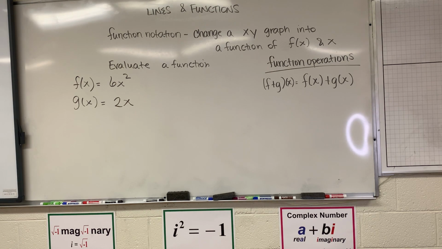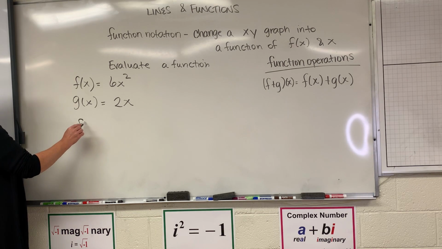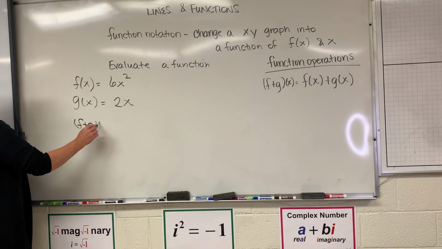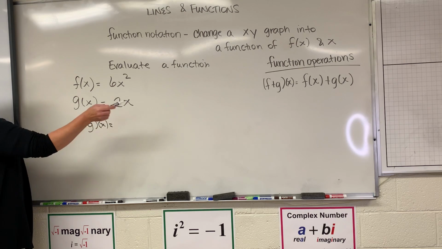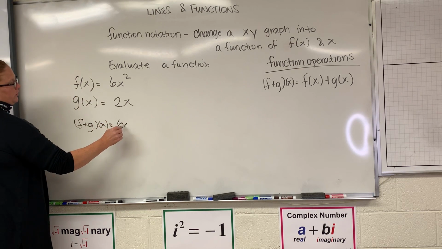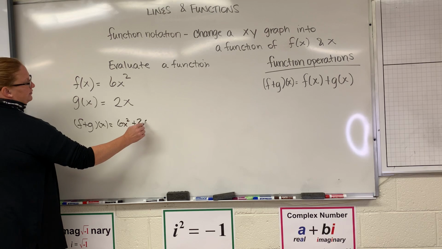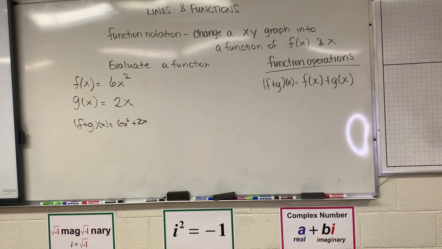All right, so I have f of x here and g of x. So when I do f plus g of x, that means take f of x, 6x squared, and add g of x, 2x. And then that's it. And you do it in the order it tells you.